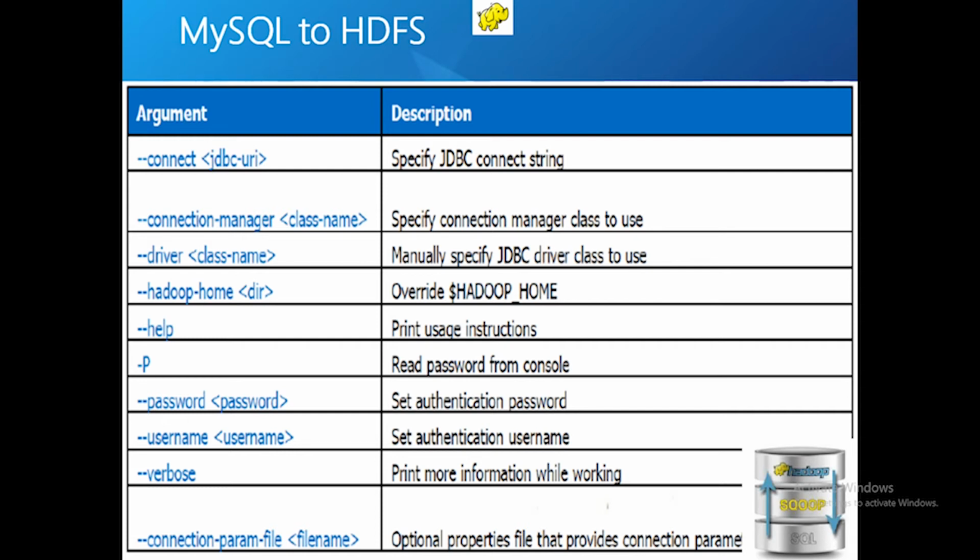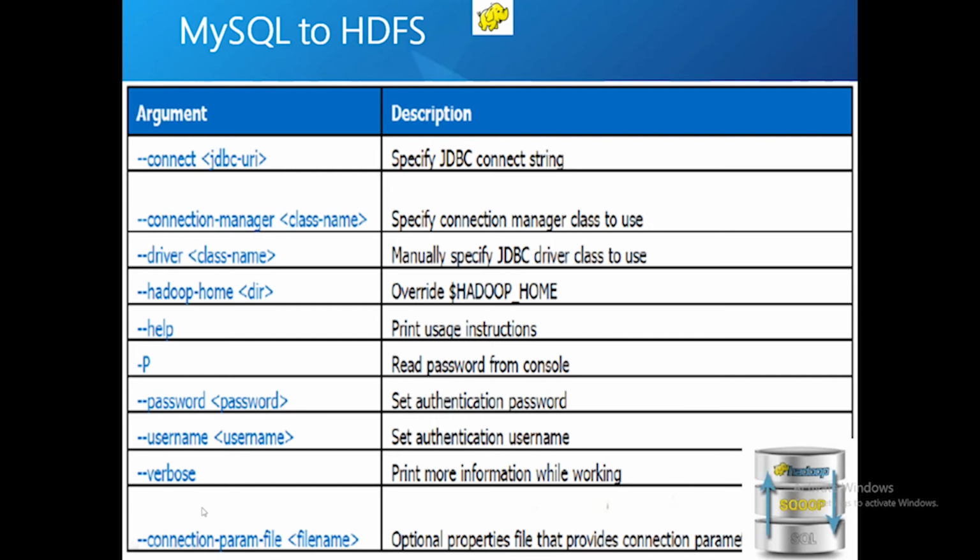Here are some arguments and their descriptions given below: connect, connection manager, driver, Hadoop home. If you want to take help, put the command --help after sqoop import, and that will print usage instructions. You can set the authentication username and password with the help of the username and password arguments. You can even print more information while working with the help of the --verbose command.